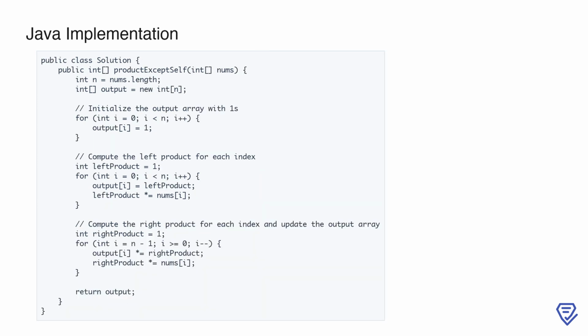This is the Java implementation of the product of array except self problem, replicating the logic from the Python solution. The algorithm calculates the product of all elements except the current one without using division. It uses two passes, one to calculate the left product and another for the right product. Key differences include explicit type declarations, array initialization, and Java syntax for loops and arrays.